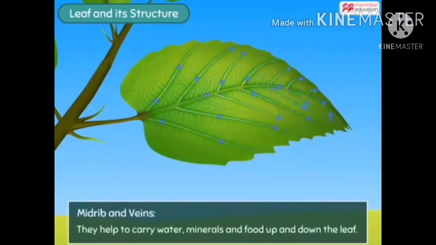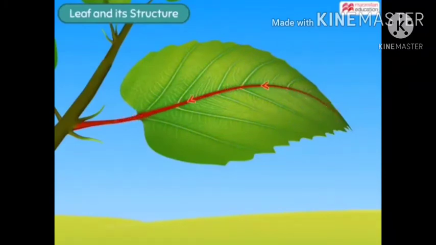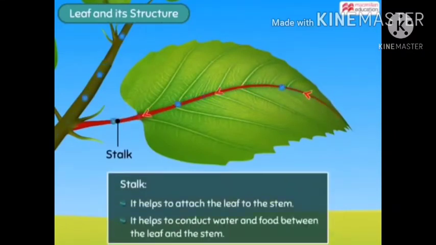Veins help to carry water, minerals and food up and down the leaf. The main vein extends into the stalk that helps to attach the leaf to the stem. It helps to conduct water and food between the leaf and the stem.